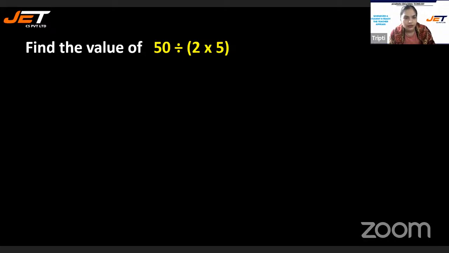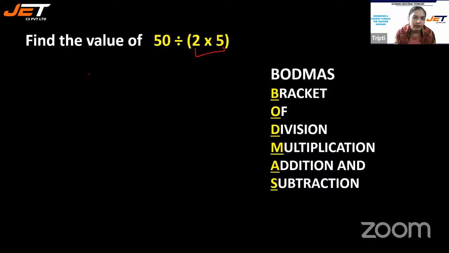Okay. All right. So let's see. 50 divided by (2 times 5). First, I'm going to solve the bracket. 50 as it is divided by 2 times 5 is 10. 50 divided by 10 is 5. 5 is the answer. Super easy questions. You will just get the answer in 1 or 2 steps.